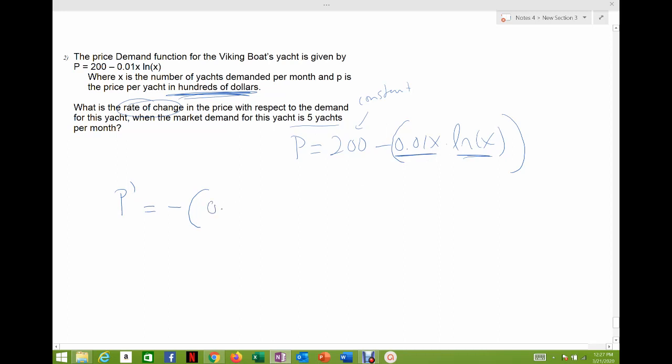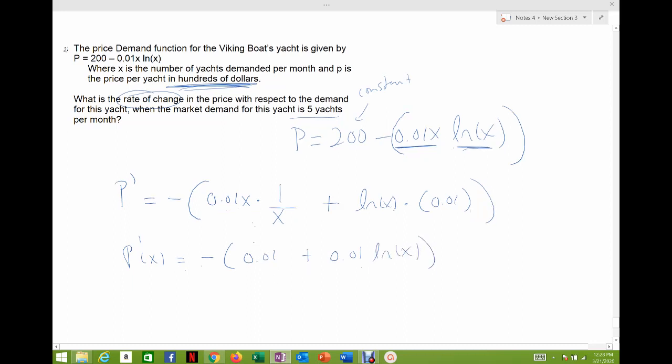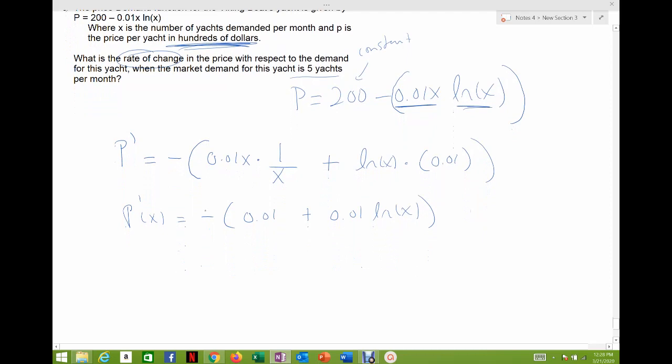And so the first function, 0.01x, times the derivative of the natural log, which is 1 over x, plus the natural log, times the derivative of the 0.01x, which is 0.01. Alright, and then simplify that. Alright, don't forget there's the negative out front. So this x value we reduce with this x value, so I'm left with the 0.01 plus 0.01 times the natural log of x. Now you could factor out the 0.01, and it's up to you if you want to do that. The biggest thing is don't lose the negative. It's really easy to lose that negative.